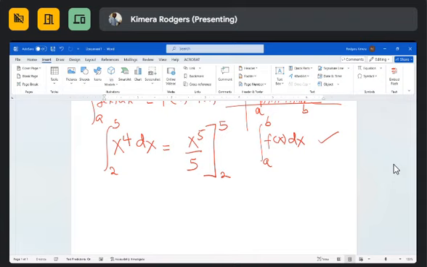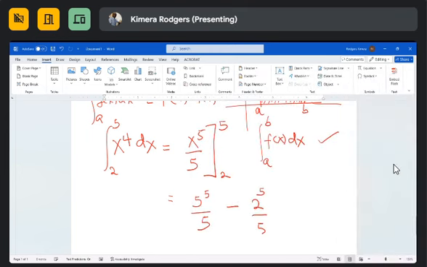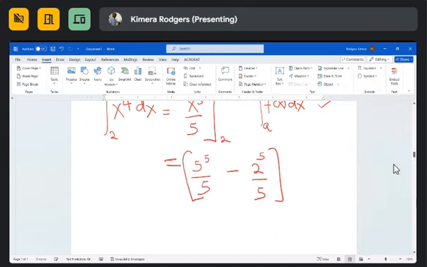What we are going to do is first substitute the upper part and come up with 5 power 5 over 5. Then substitute the lower part, which is going to be 2 power 5 over 5. And whatever you get here is going to become the answer.